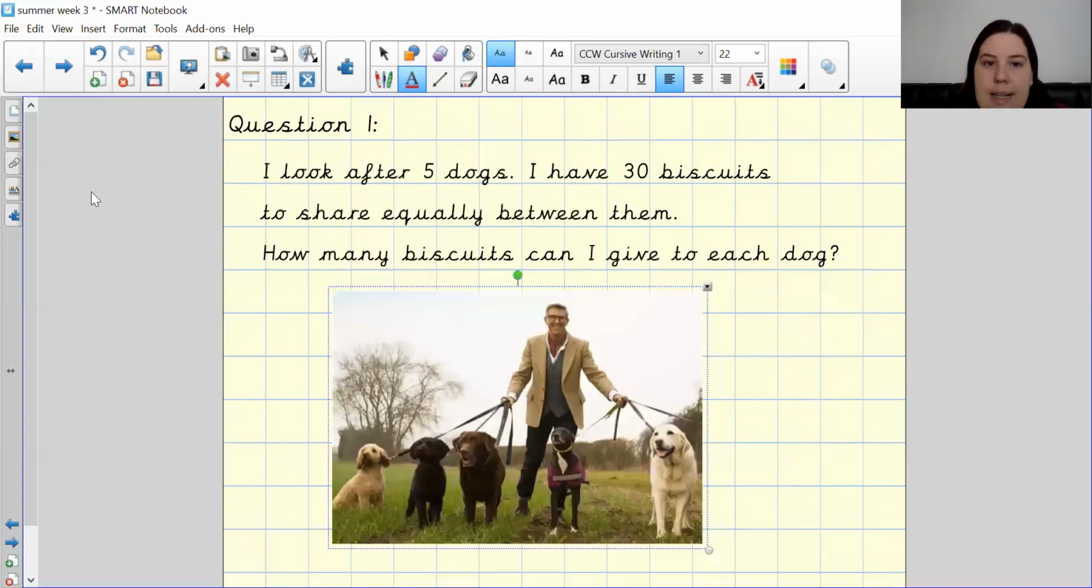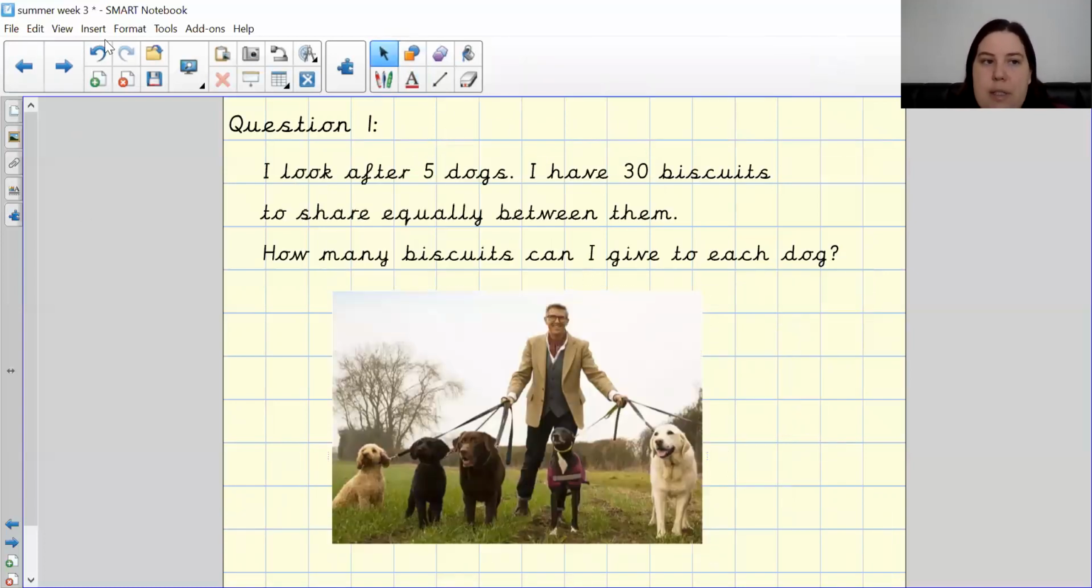So now it is going to be your turn. So using the methods that we've just learned, so you could use a number line, you can use objects, you could draw it out. It's totally up to you which method you would like to use today. And you are going to solve the following questions.